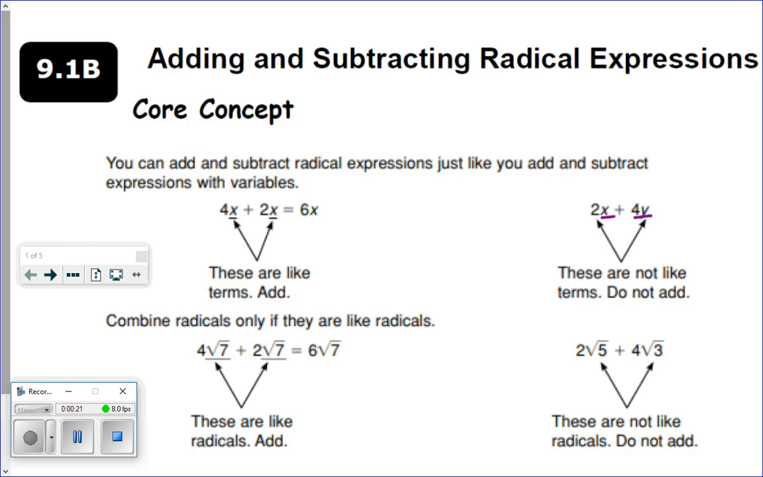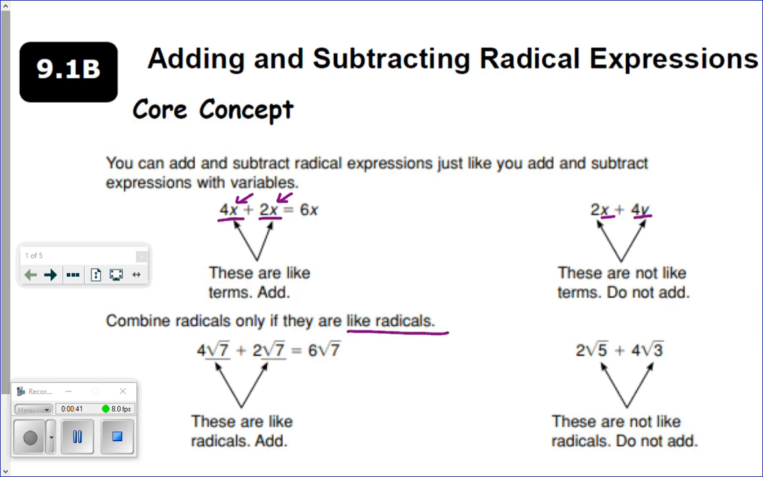You can see here that 4x plus 2x have a matching variable with matching exponents. So they're considered like terms, and we can add them together. 4x plus 2x, we can combine that together and make it 6x. Same thing can be done with radicals if they are what we call like radicals.